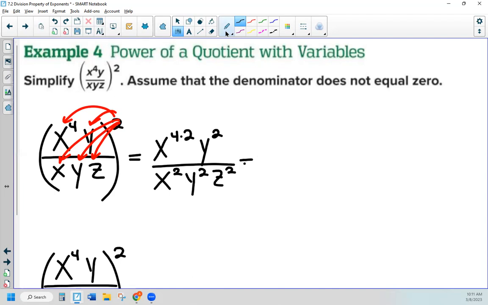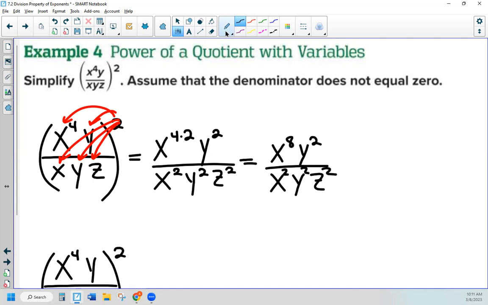Now, I'm going to take this one step further and write it as x to the 2 times 4, which is 8, y to the 2nd. So all I did is multiply the 4 times 2. That's literally all I did. x, y, z, and they all have 2, 2, 2. Now, you might think that we're done, but the truth of the matter is we're not.